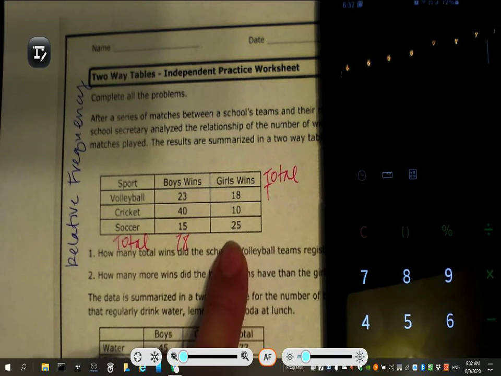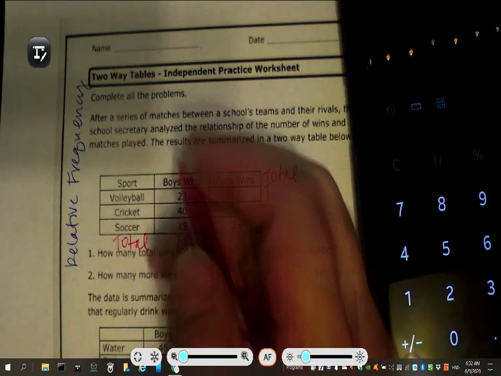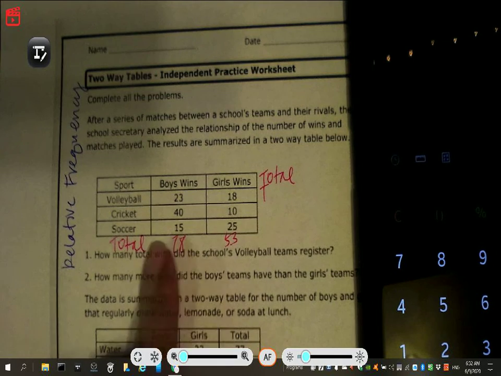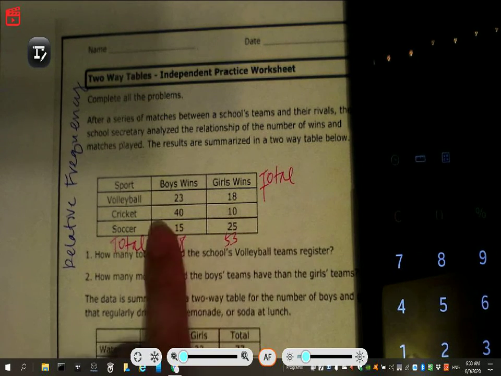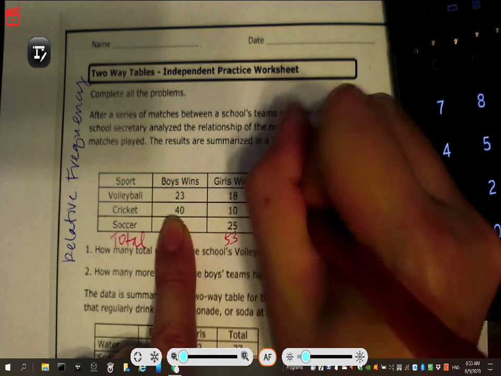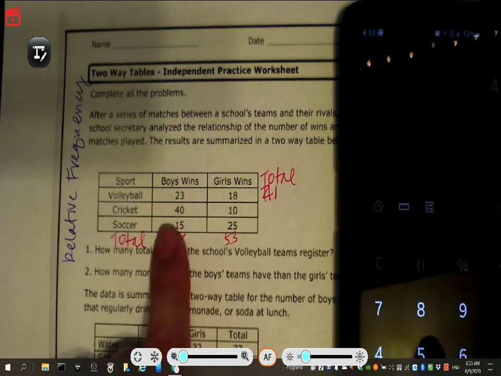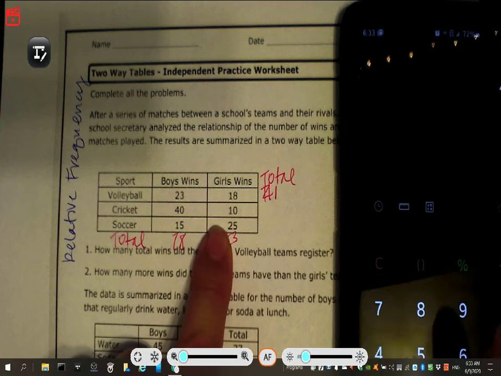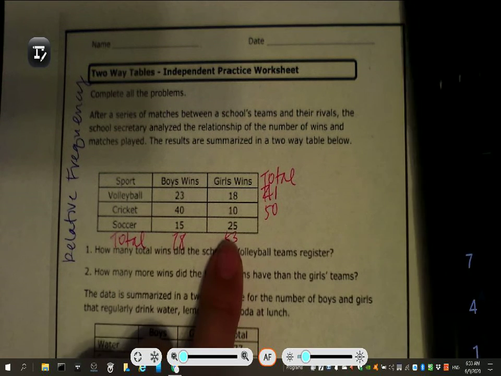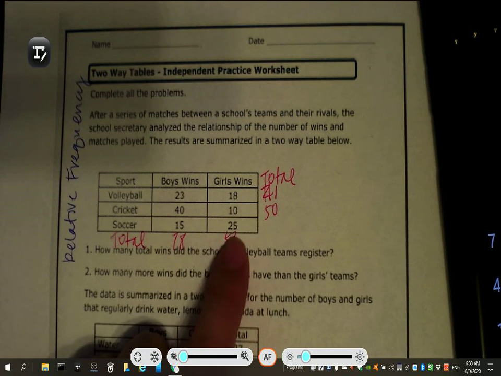Same way, for the number of girls winning, if I add 18 for volleyball, 10 for cricket, and 25 for soccer, the total number is going to be 53. I can do the same exact thing for each row. It's just going to have a different meaning for the total. Between the boys winning 23 times and the girls winning 18 times for volleyball, there are a total of 41 wins for that sport. Same idea for cricket: if I add 40 and 10, it's going to be 50 total wins between the boys and girls. And the total for soccer is going to be 40.